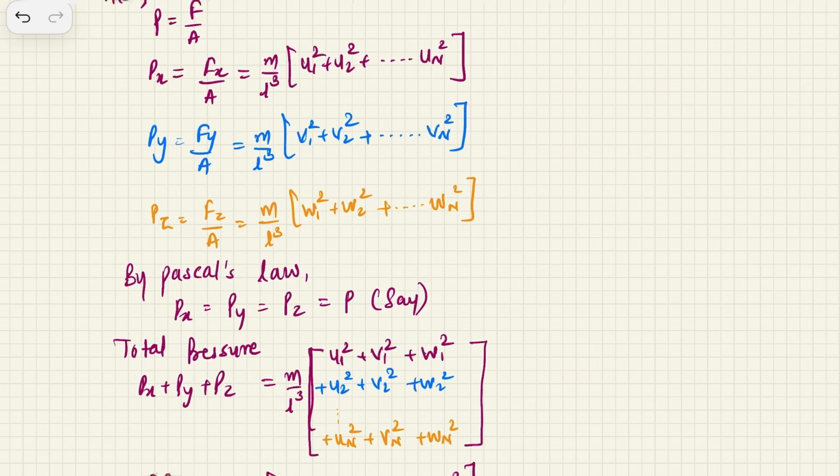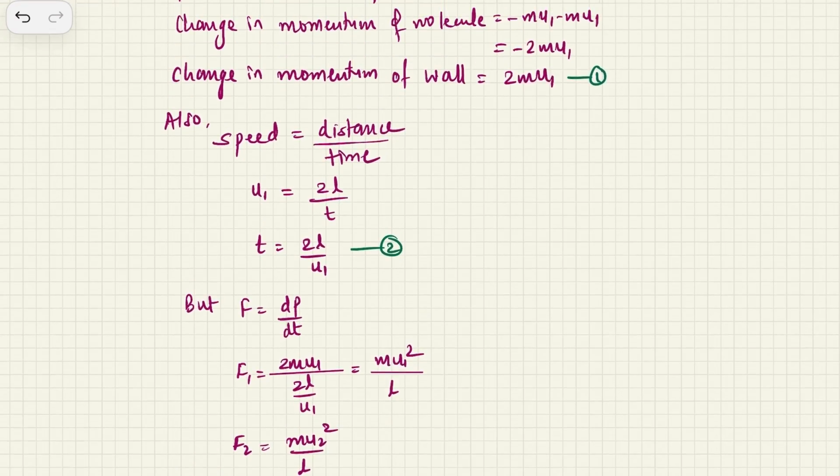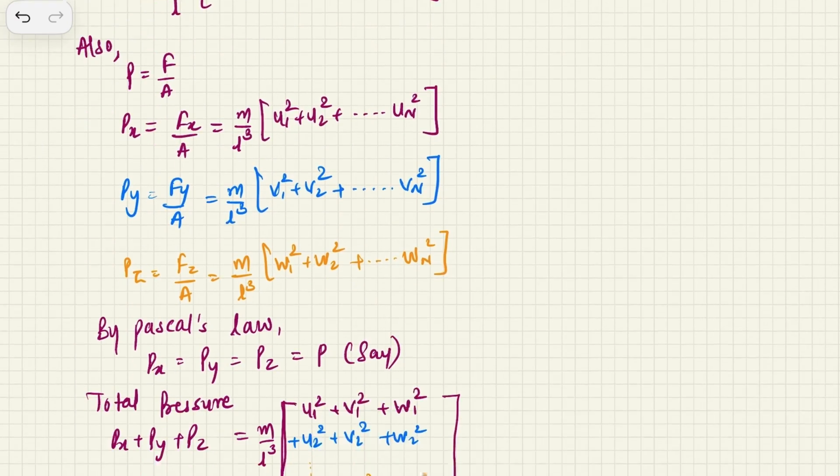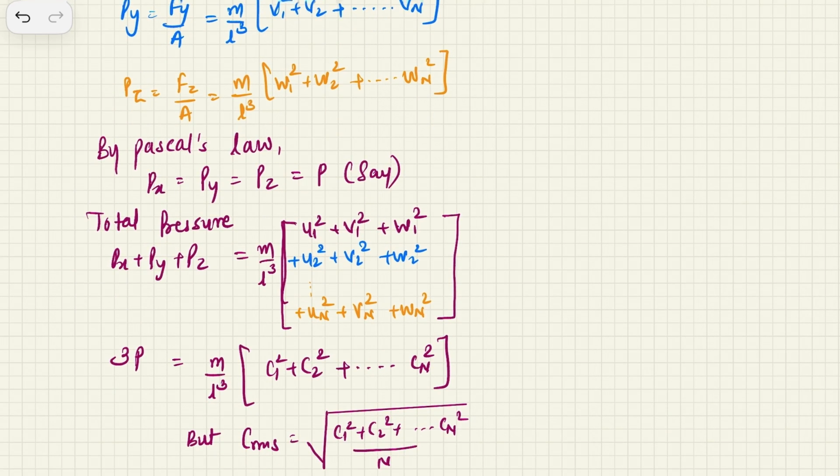Now when I am writing this, I just see that I have already found out the value of u1 square plus v1 square plus w1 square as c1 square, and so it goes for c2 square, and so it goes for cn square. So I can just replace this from that part. So u1 v1 w1 becomes c1, u2 v2 w2 becomes c2, and un vn wn becomes cn. M upon L cube as it is, and this is P plus P plus P, which gives me 3P.